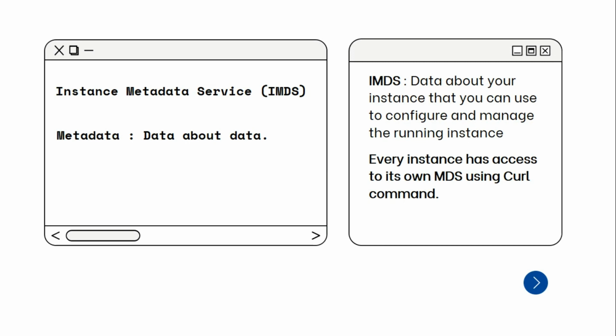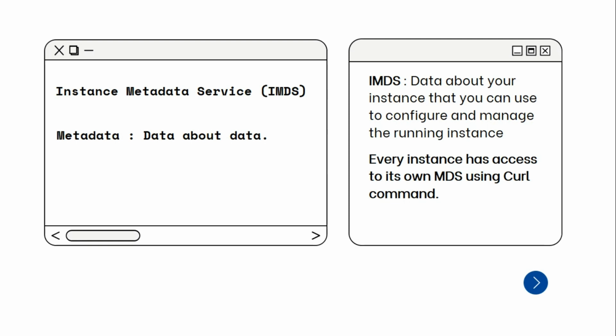Before that, let's understand what IMDS is. IMDS stands for Instance Metadata Service. Metadata is data that provides information about other data; in other words, metadata is data about data. This is the universal definition. In AWS, the instance metadata service provides data about your instance that you can use to configure or manage the running instance. Instance metadata is divided into categories, for example, host name, events, and security group.